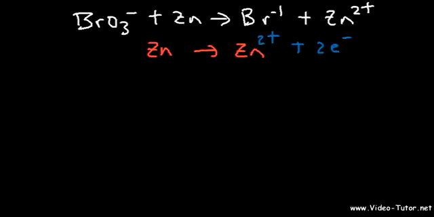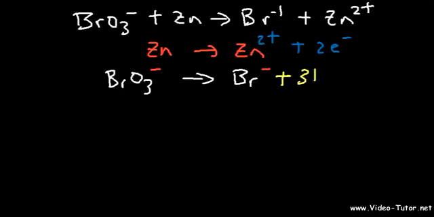Now let's look at the second half reaction. We have bromate converted into bromide. We can't add electrons yet because we have to balance the number of atoms. We have 3 oxygen atoms on the left side, so we need to add 3 water molecules. The oxygen atoms are balanced, but notice that we have 6 hydrogen atoms on the right side, so we need to add 6 H+ ions on the left side.